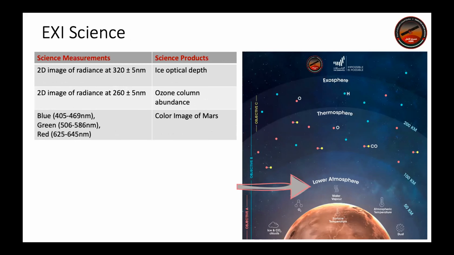Complementing EMIRS, we have EXI looking as well into the lower atmosphere, giving us information about ice as well, and ozone, as well as beautiful images of Mars using the 3 bands of red, green, and blue.